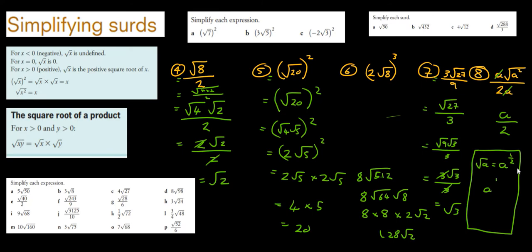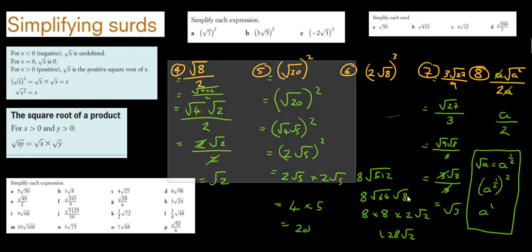Now, if we get a to the half and we square it, remember we multiply indices. That is just a to the 1. So that's another way of showing that the square of the square root is just itself.